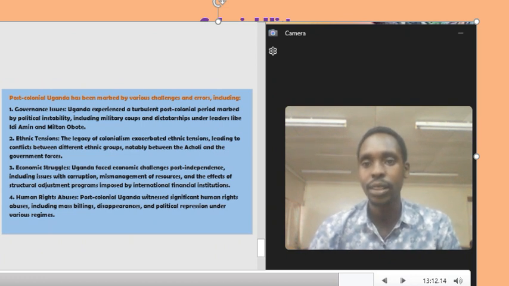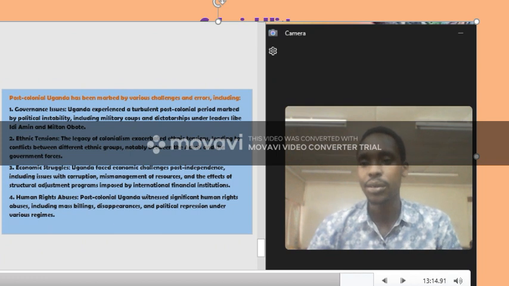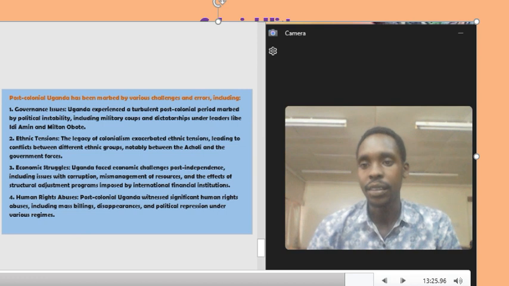Point number four, we are talking about human rights abuses. Post-colonial Uganda witnessed significant human rights abuses, including mass killings, disappearances, and political repression under various regimes.